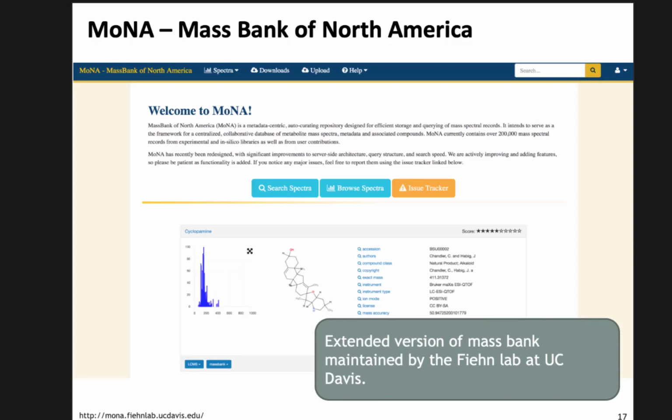We also have a version of MassBank that now has its own interface. That's MoNA, maintained by Oliver Fiehn's lab at UC Davis. MassBank of North America has a much nicer interface, also a great data resource. You can go there and have a look at it.